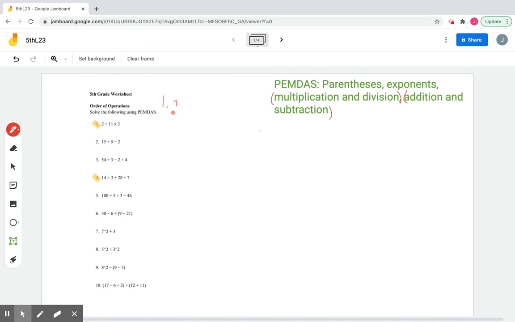Number 1 is 2 plus 11 times 3. We notice that there's no parentheses and no exponents. So in this case, we're gonna do multiplication first, and then we're gonna add 2. I'm gonna leave 2 here, and then do the multiplication. 11 times 3 is 33. Now I can add. 2 plus 33 is 35, and this will be the final answer.